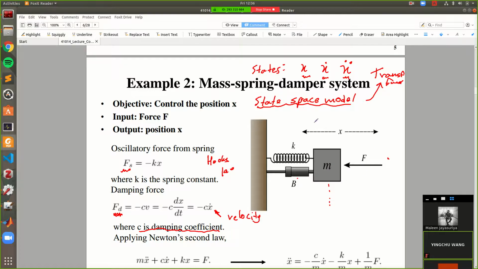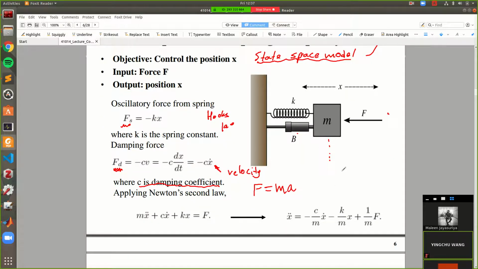All right, so if you apply Newton's second law, that is F equals ma, how would you write that? Basically, you would say that your external force minus your spring force and your damper force will be equal to mass into acceleration. So acceleration is actually x double dot. So this is your relationship using Newton's second law.